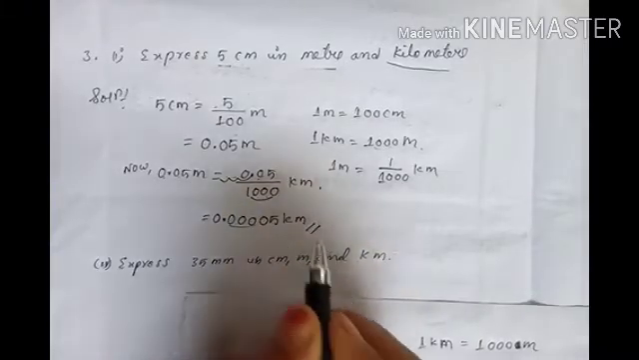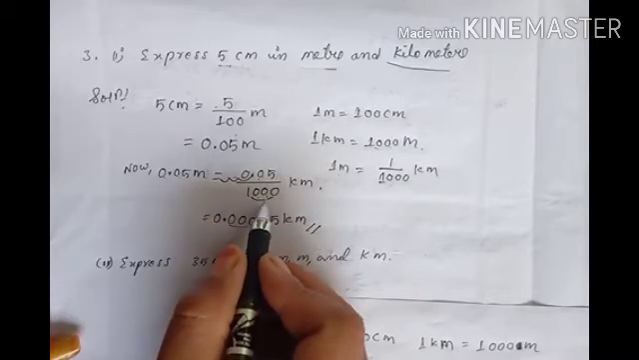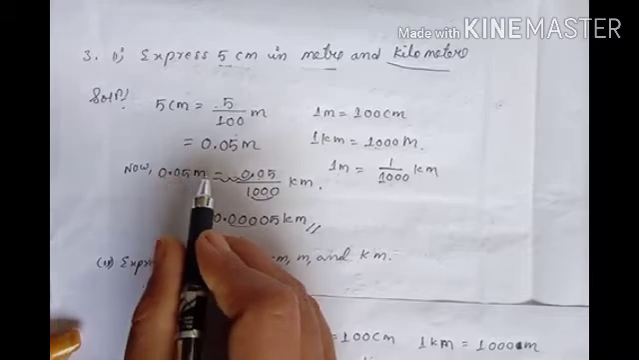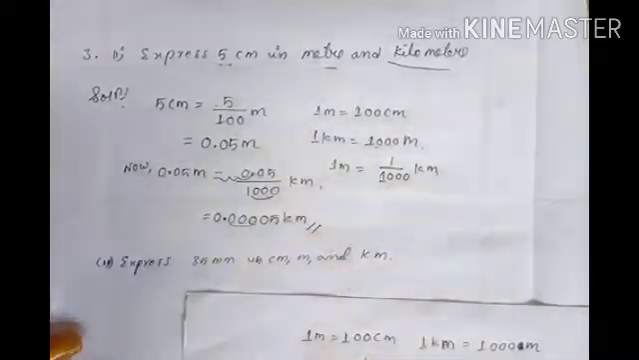So hope you have understood. If you are doing divide, means this decimal will go according to this number of zeros. 3 numbers, so this will go 3 times that side. Means which side? Left side. You will not write the point in this side, okay? It will go to left side.